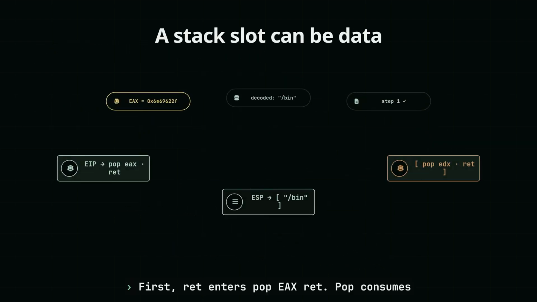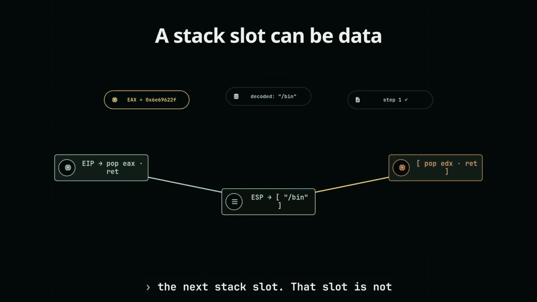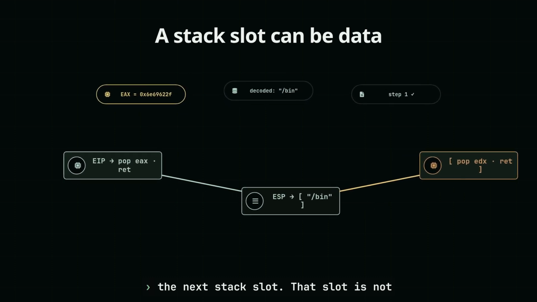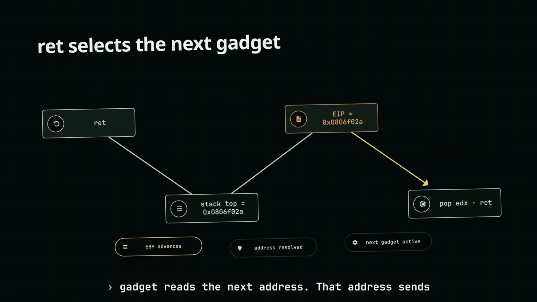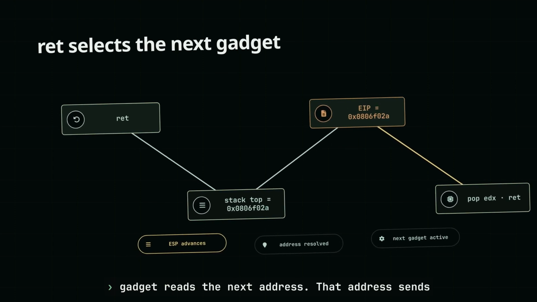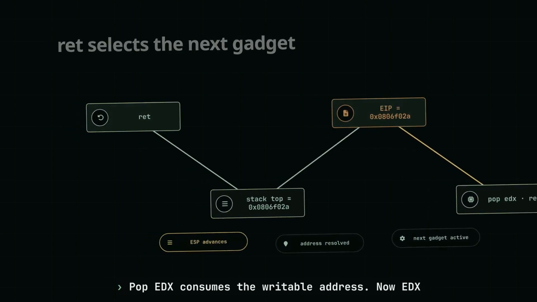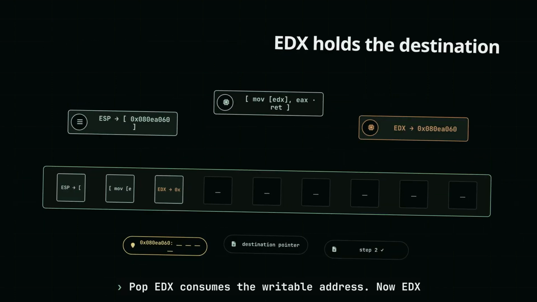First, ret enters pop EAX ret. Pop consumes the next stack slot. That slot is not an address. It is data for the gadget. Then the ret at the end of that gadget reads the next address. That address sends execution to pop EDX ret. Pop EDX consumes the writable address.